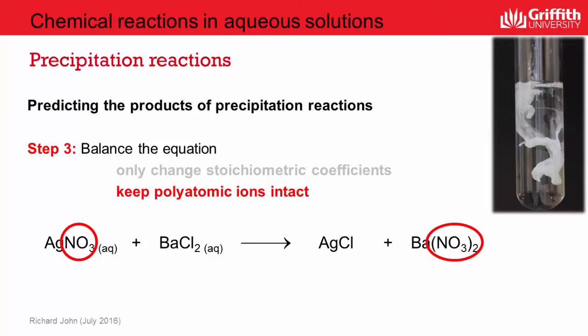So here we can see I've got 1 nitrate ion on the left hand side and I've got 2 nitrate ions on the right hand side. The idea here would be to just balance the nitrate ions as a whole. The other things that are not in balance at the moment, I've got 2 chlorides on the left hand side and I've only got 1 on the right hand side.